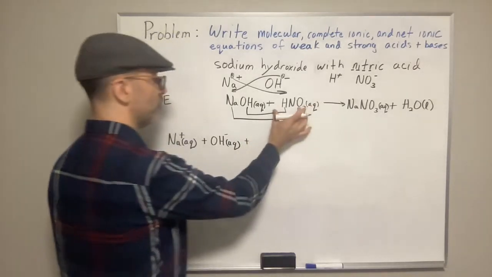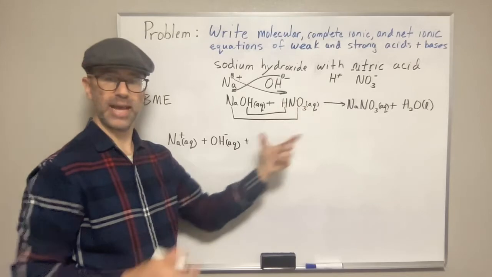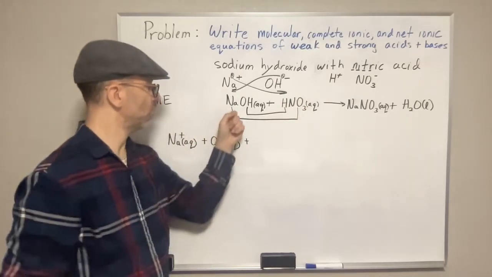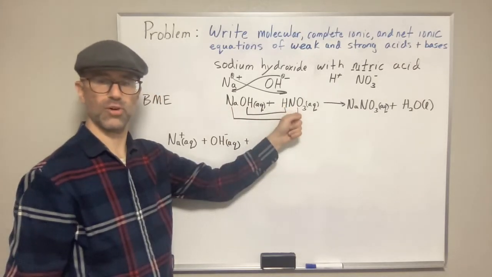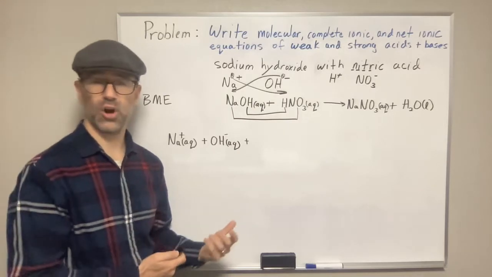And then we're going to do the same thing. So the H and the NO3 are going to be actually broken apart. One thing I forgot to mention is that we have to recognize that this is a strong base and this is a strong acid. And what does that mean to have a strong base and a strong acid?